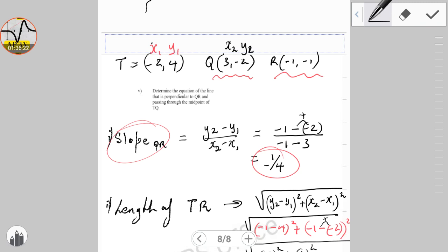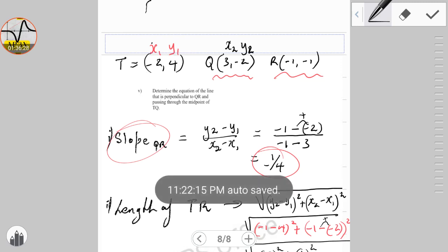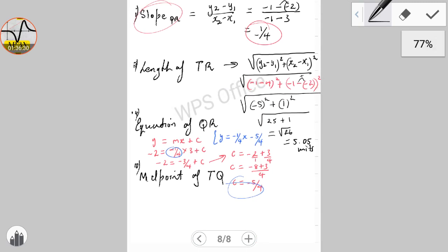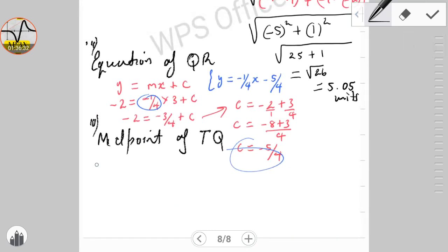We're looking at TQ now. So T is going to be the x1, y1, and Q is going to be the x2, y2 here. We're looking for the midpoint. The midpoint formula is (x1 plus x2) over 2, comma, (y1 plus y2) over 2. They're both in a huge bracket here.